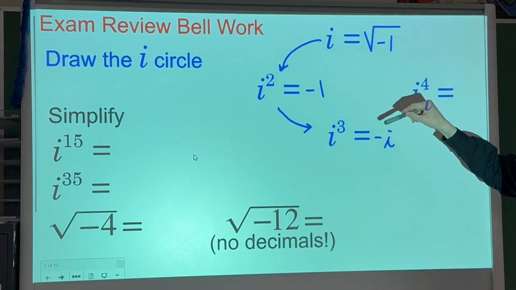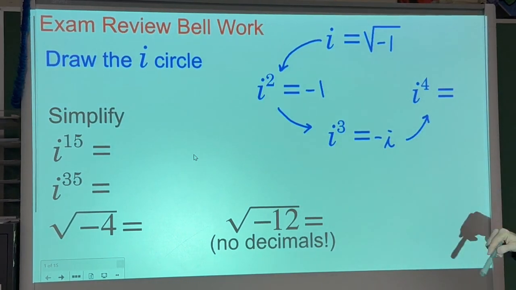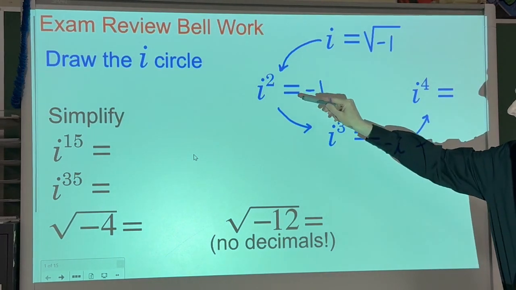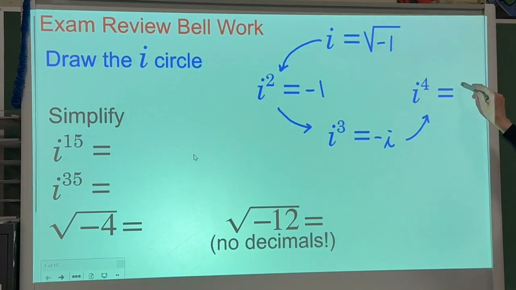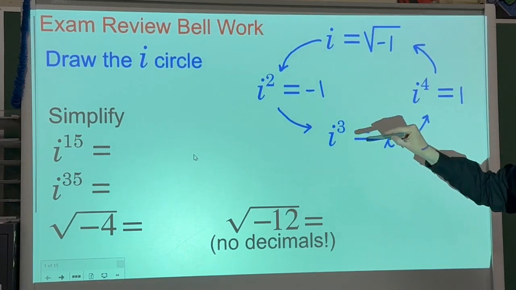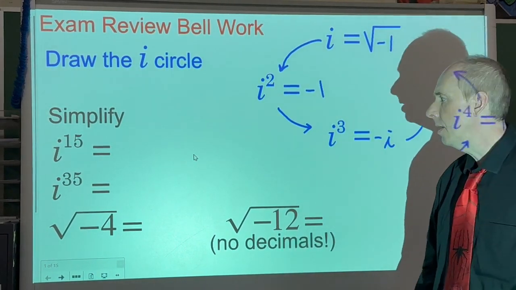We've got I, we've got -I. Multiplying by I again, you would have I to the 4th, which would be I squared times I squared. So -1 times -1 would be +1. And then we loop back around here. So I at the top, -I at the bottom, +1 on the right, -1 on the left.